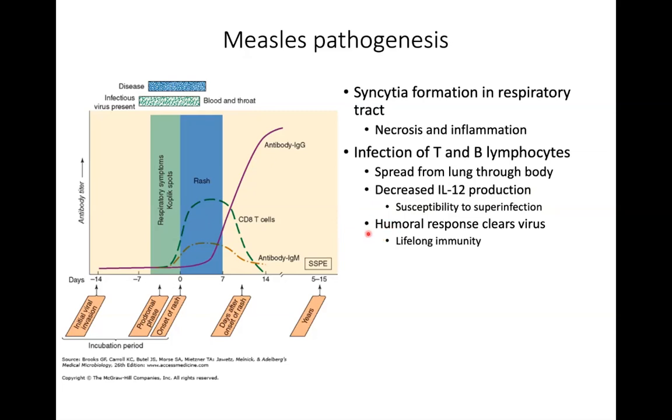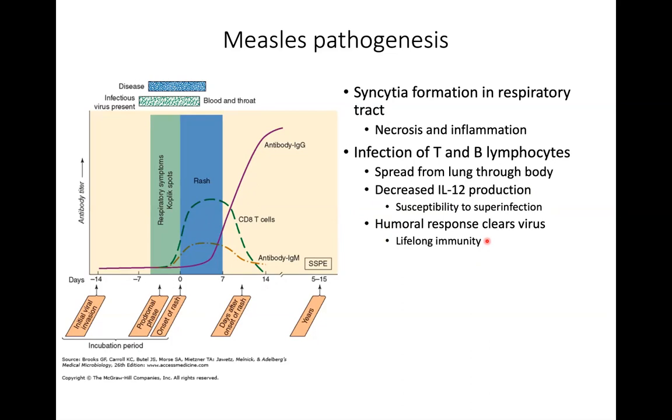Eventually, the antibody response will clear the virus. So it comes up nice and strong. We will clear the virus. Symptoms will desist after about 7 days of that rash. And our immune response to this is so strong that you develop lifelong immunity. All right, so a person who got measles as a child won't get it again as an adult.